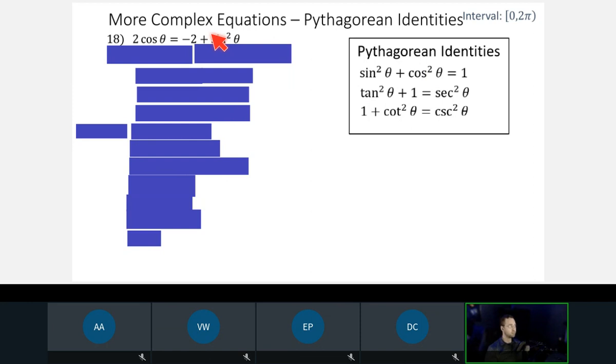So we want to make all the trig functions to be the same. Right now we have cosine and we have sine. So we want to make them match when solving these trig functions. So we have to change one of them to the other. Ideas? What can I do? Ideas?